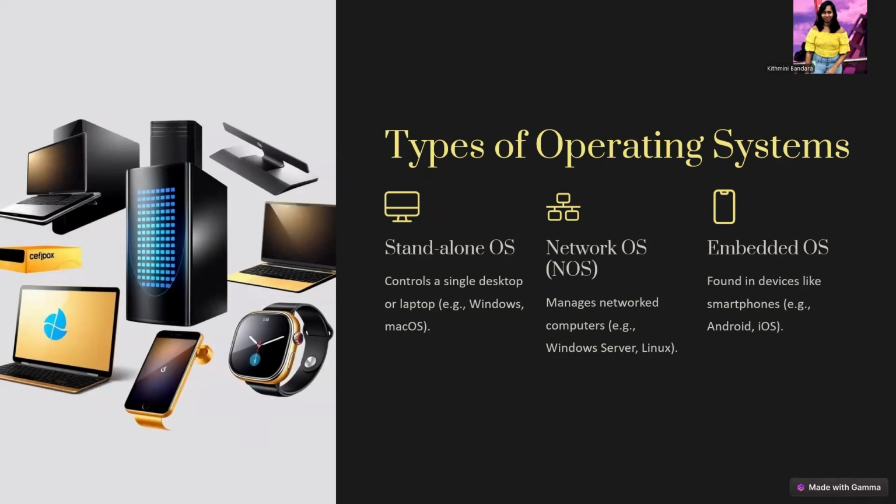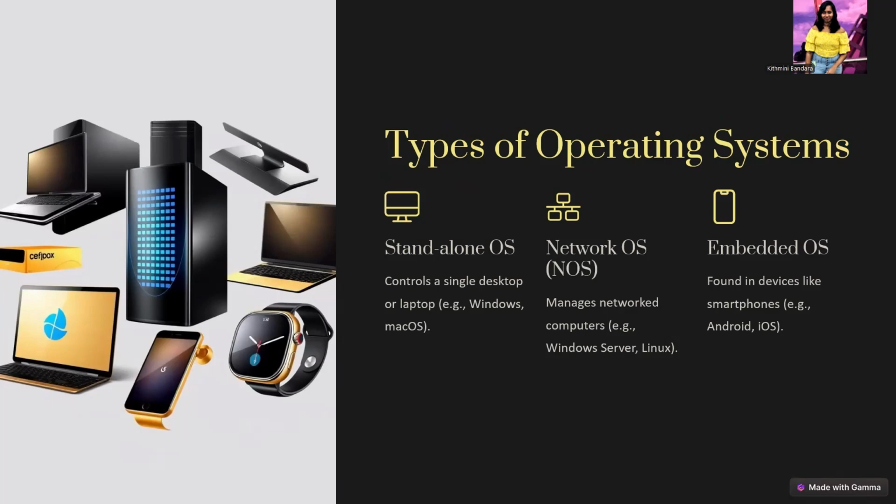Next one is the network operating system. These are used to manage networked computers like in offices or schools. For example, Windows Server and Linux. Third one is the embedded operating system. These are found in devices like smartphones, smartwatches, and gaming consoles. For example, Android and iOS. Each type of operating system is designed for a specific task and environment.